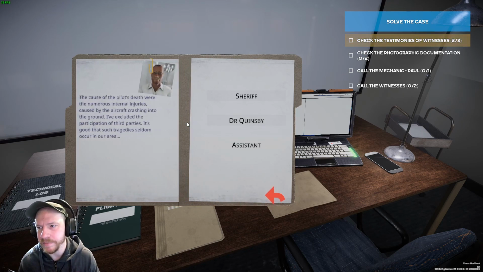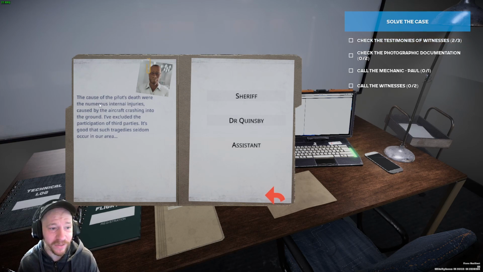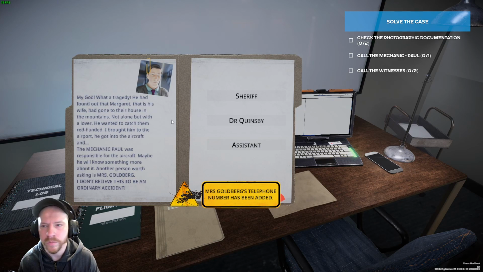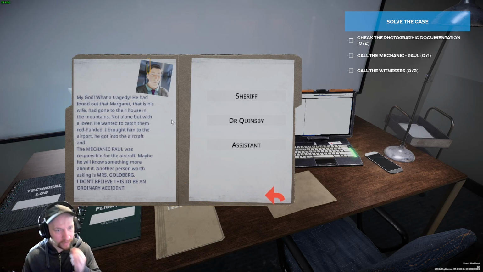Dr. Quinsby: Cause of the pilot's death were the numerous internal injuries caused by the aircraft crashing into the ground. I've excluded the participation of third party. So he wasn't murdered at the minute. It's good that such tragedies seldom occur in our area. Okay, so there's no foul play.